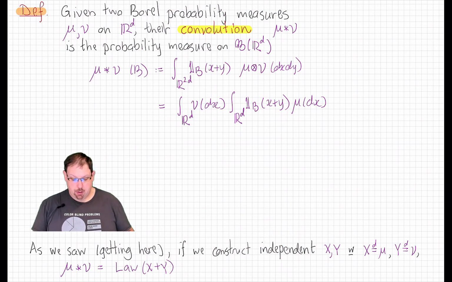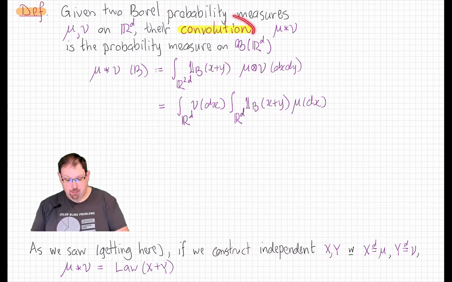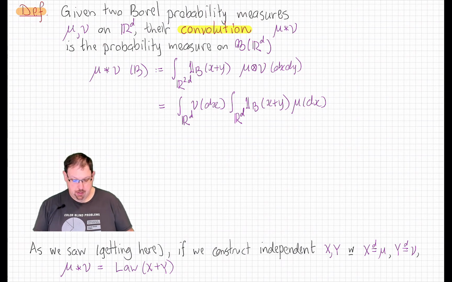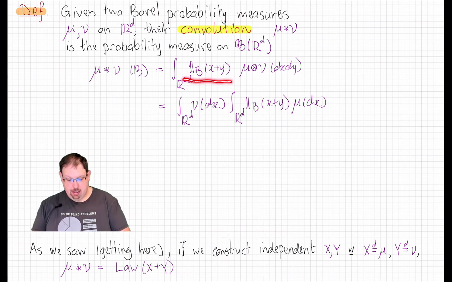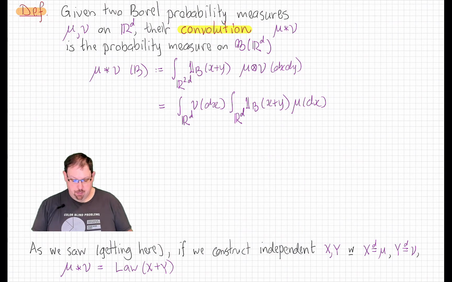Given any two Borel probability measures on, say, R^d, their convolution, mu star nu in notation, is the probability measure so defined. We integrate the indicator function of a Borel set B, evaluated at x plus y, against the product of mu and nu, which, as we just saw, can be written as an iterated integral in this order or the other one. Now let's simplify this a little bit.